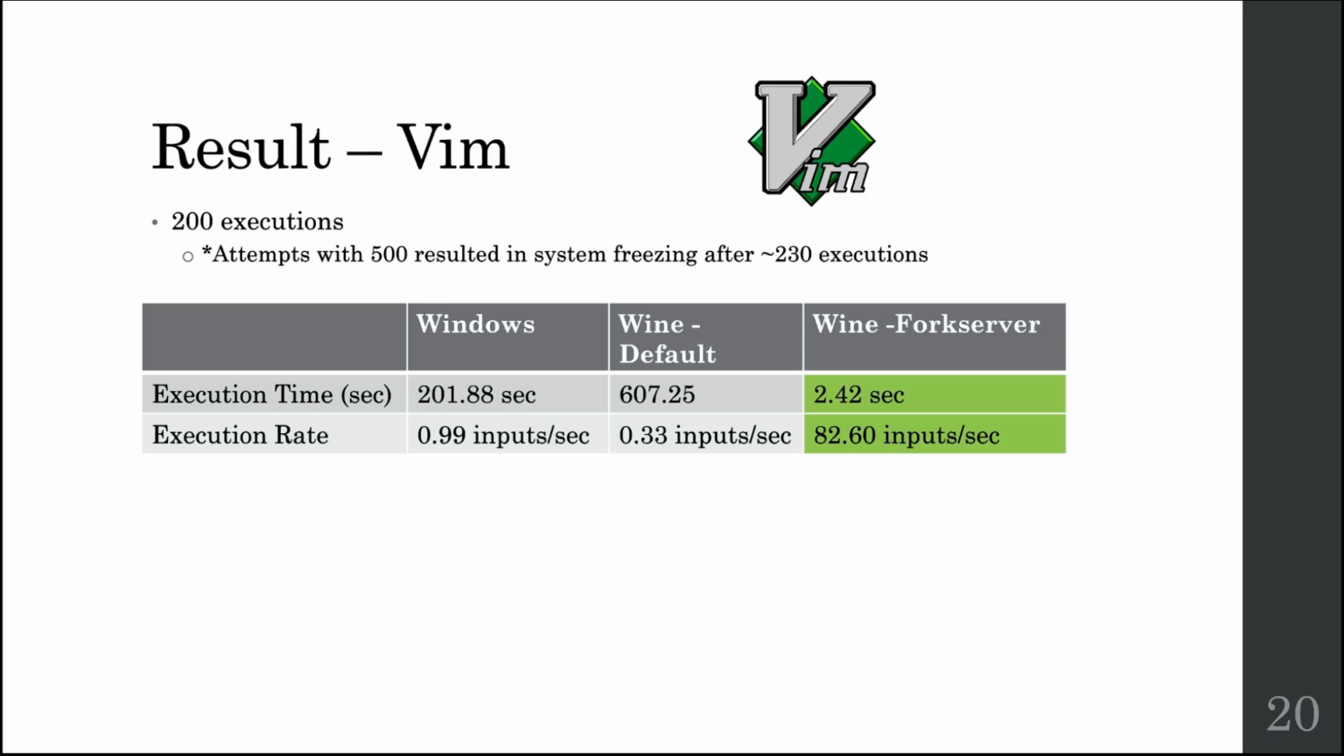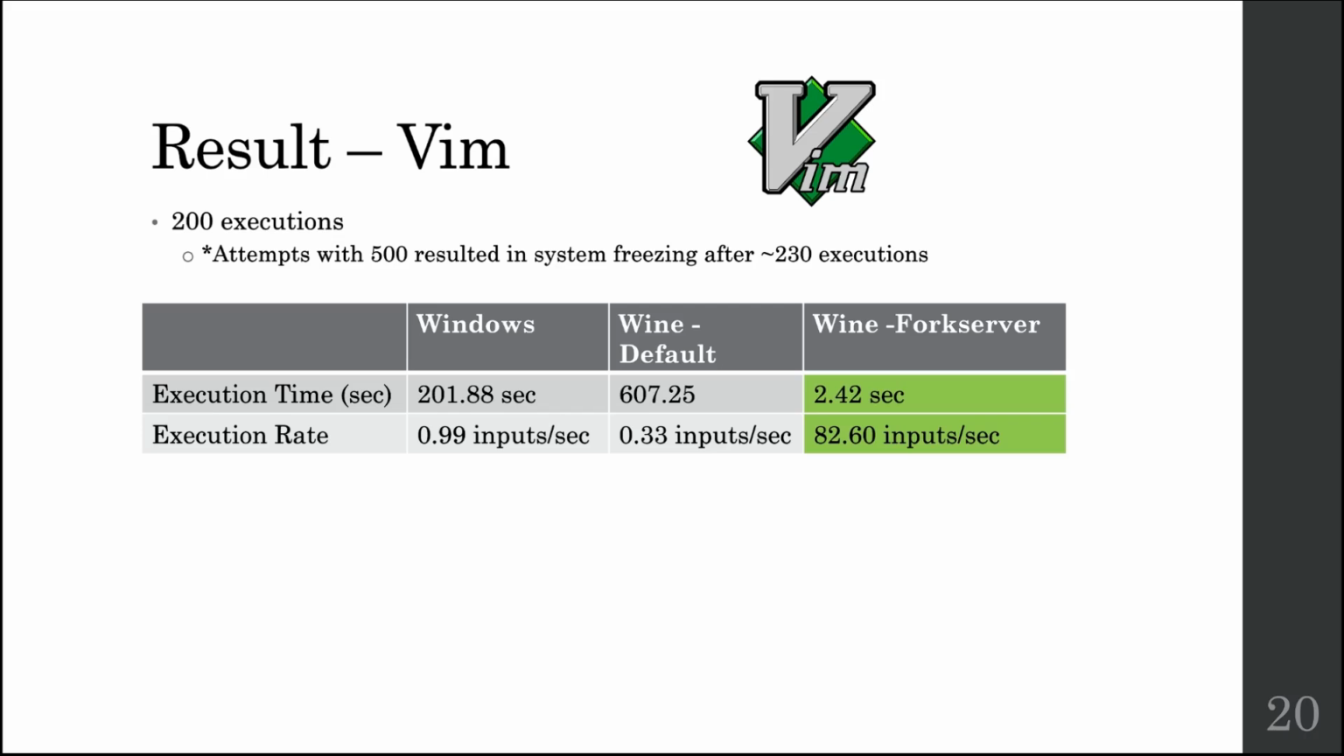Finally, we tested Vim. Vim was tied for slowest along with Notepad on Windows. Like Notepad, Vim also only has one window open per file, so no tabs like Sublime and Notepad++. With the truncated test of only 200 iterations, it completed in 201.88 seconds, giving us an input rate of 0.99 inputs per second.